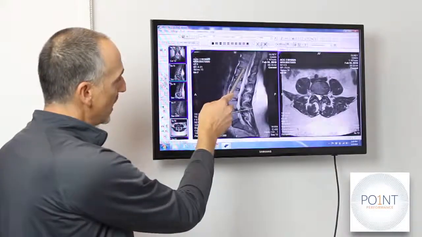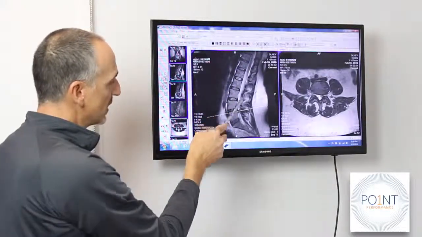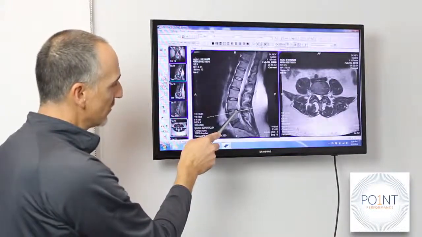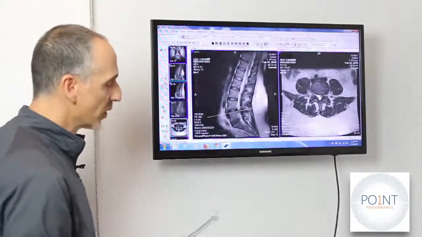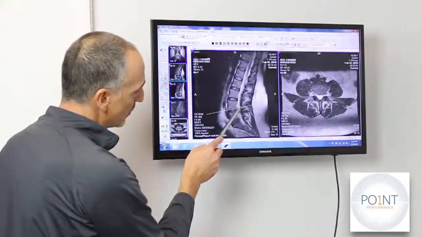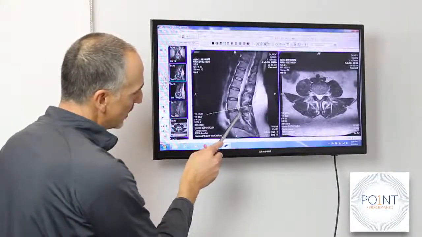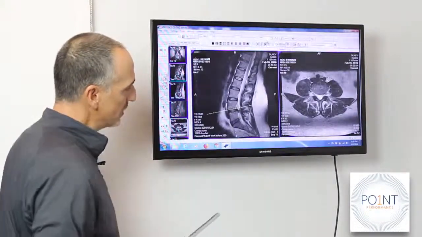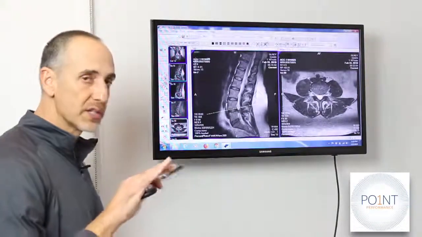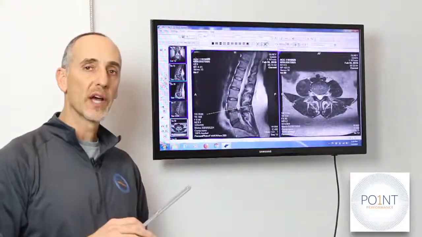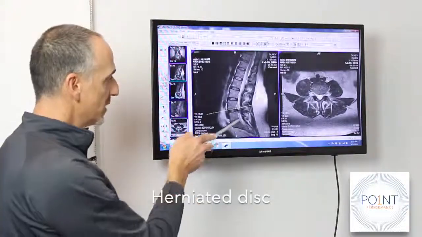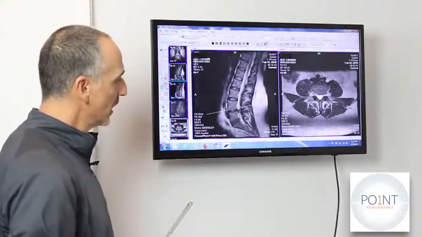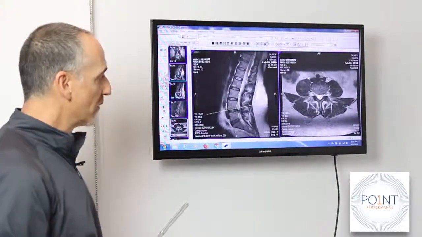So these are all examples of beautiful, healthy looking discs, and I'll point you down to this level. This is the disc between the fourth and the fifth lumbar vertebrae. Pay attention to this structure or protrusion right here. This is the disc that is sticking out into the spinal canal. We refer to this as a herniated disc. I know you've all heard of that before. This is what a herniated disc will look like on a sagittal view of the MRI.